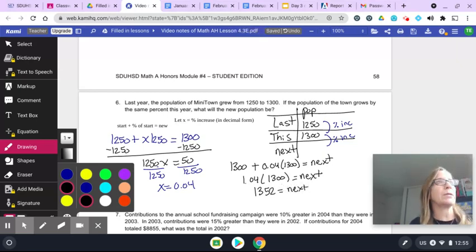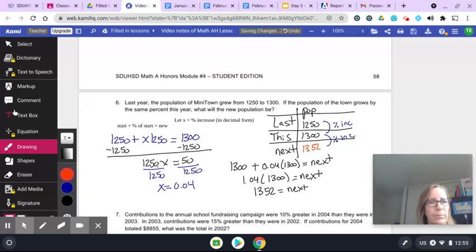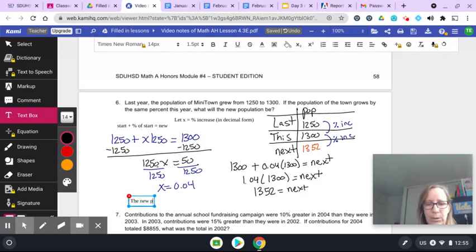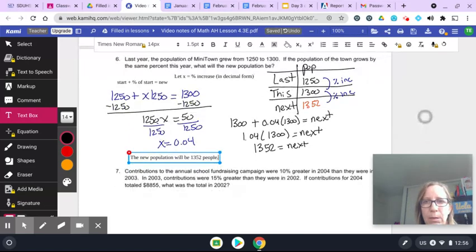Again, it doesn't increase by the same number of people, it increases by the same percent. Since you're going off a higher number, that 50 now jumped to 52 people. Okay, so here, 1,352. Answer in a complete sentence. The new population will be 1,352 people. Okay, you can always pause, try the next one, and then see if you did it right. That's a good way to learn too.